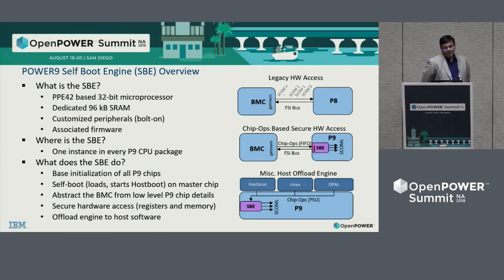It's a PPE42 based 32-bit microprocessor. PPE stands for Power ISA Lite processing engine, model 42 of the hardware; I have a glossary chart at the end of the deck, which I won't go through. It's a 32-bit embedded processor implementing an extended subset of the Power ISA version 2.07. Because it's an extension, it's not directly compatible to the ISA, and the compiler has slight extensions there.